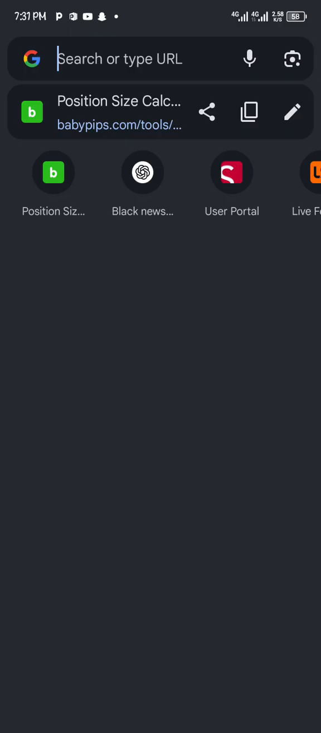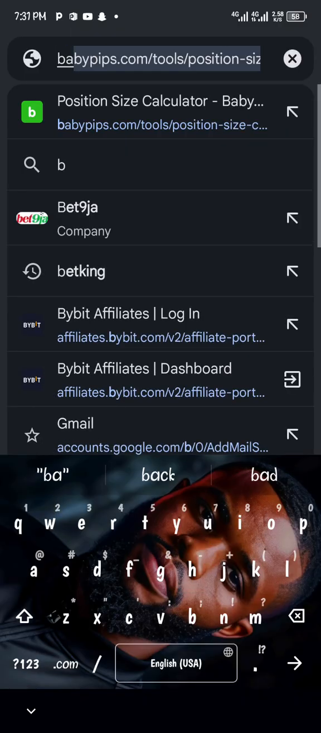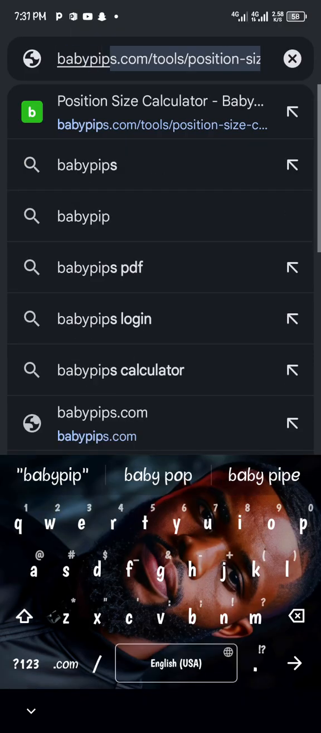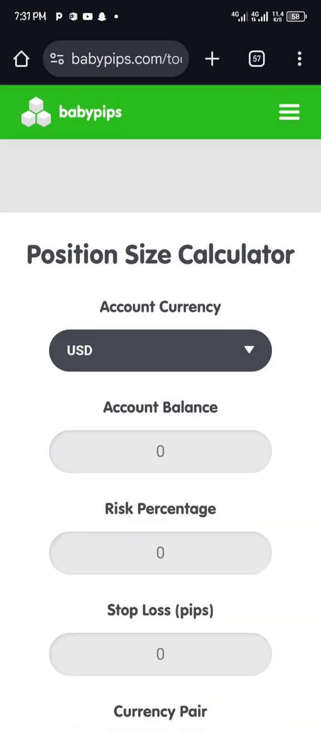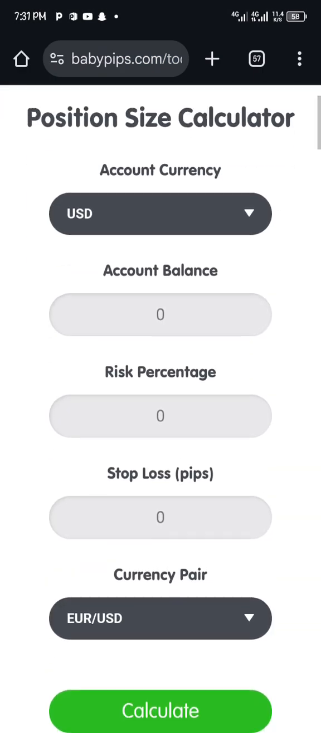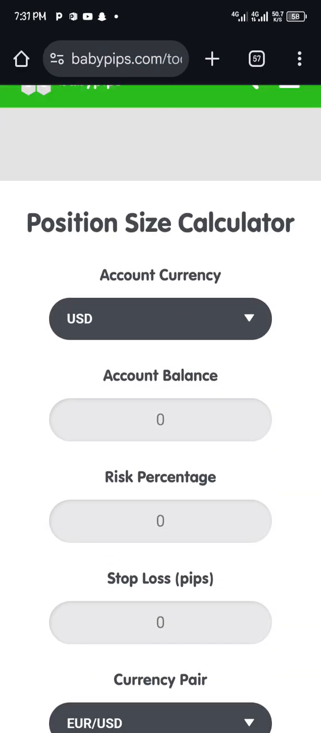So when you come to your Chrome like this, you type BabyPips, okay? As I've seen it, babypips.com. Then when you type it, it brings out something like this. The position size calculator is going to help you calculate the amount you are willing to lose based on the lot size for that trade.